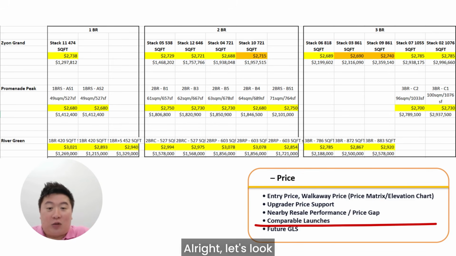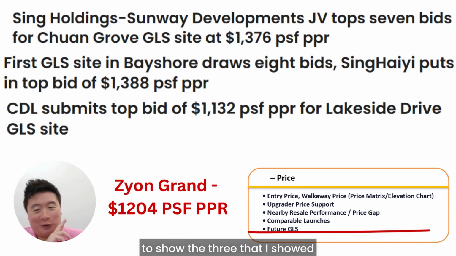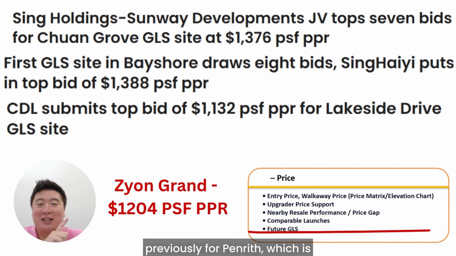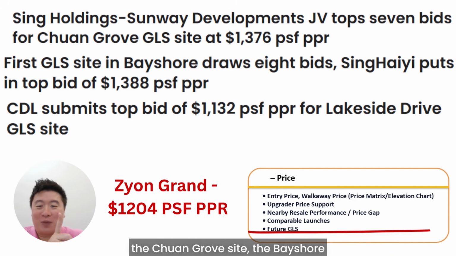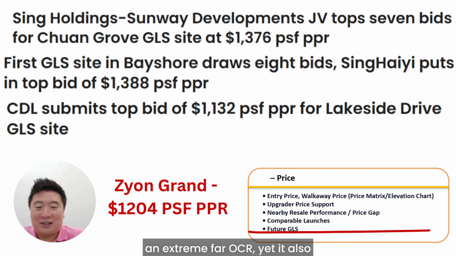All right, let's look at the future GLS next. Again, for the future GLS, I'm going to show the three that I showed previously for Penrith, which is the Trunk Grove site, the Bayshore site, and the CDL Lakeside site. The Lakeside one, as an extreme fast OCR, also achieved a 1132 PSF PPR. Then the other two, the Trunk Grove and the Bayshore, are the ones that are really exaggerated. It's almost 4,000, 1376, 138.